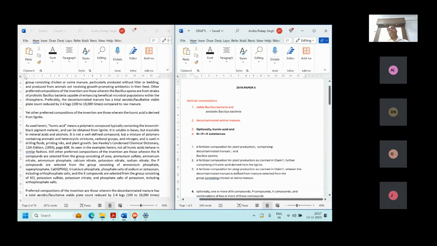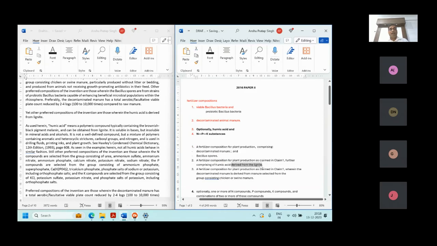What we are doing here: first, we are trying to identify all the elements. And then, after identifying the elements, we check whether there is any feature of a particular element which has to be explained separately. Then we claim that in a dependent claim. For example, humic acid which should be derived from lignin. So this is what it is.